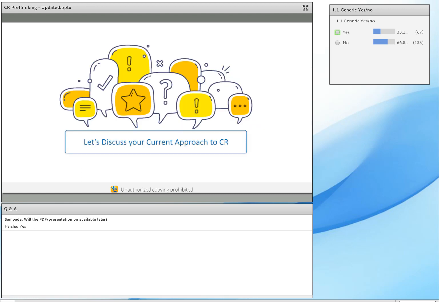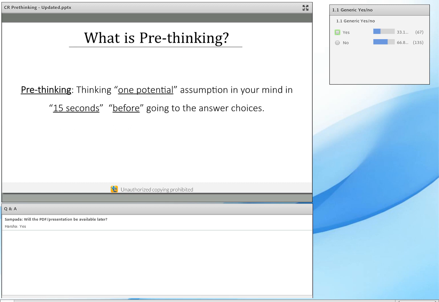So let's talk about your current approach to critical reasoning. Before I do that, let me define what pre-thinking is. Pre-thinking is thinking of one potential assumption in your mind in 15 seconds before you start looking at answer choices. Let me detail this out, and this is really important for you to understand.